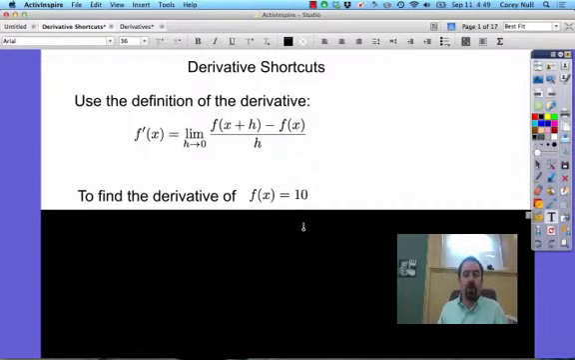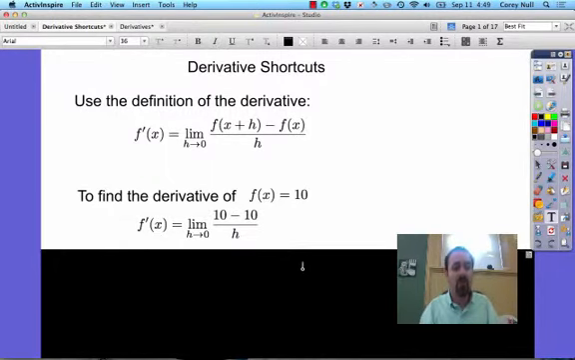So we're going to find the derivative where f of x equals 10. Now remember, that's just a smooth flat line. So the derivative, the slope of a horizontal line, is 0. It's a horizontal line, so the slope everywhere is 0. So it shouldn't be that hard. Let's make sure it works out. This is what we're looking at.